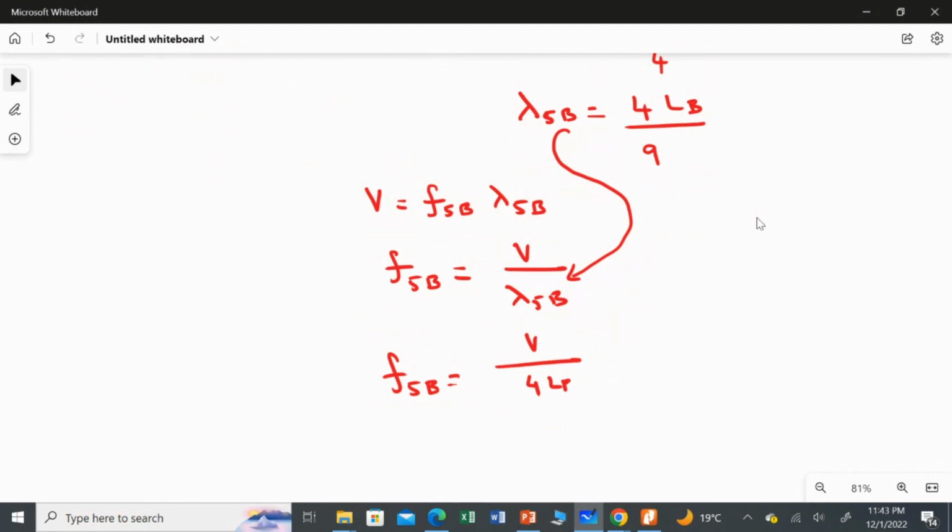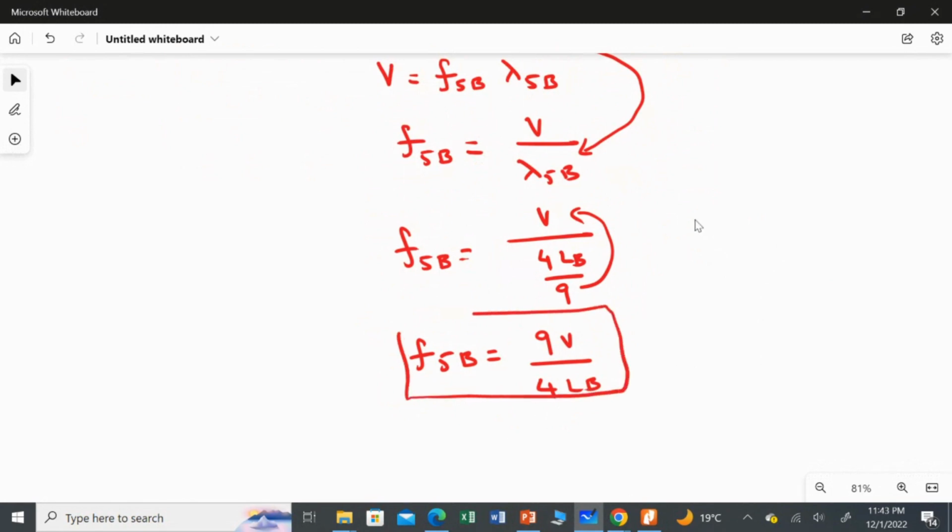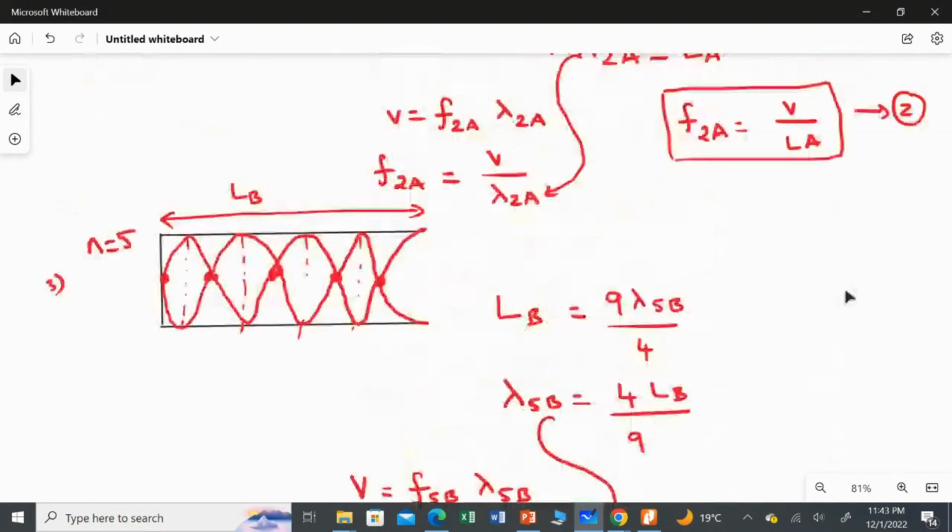So 4 LB over 9, and this 9 will go to the top. By that, this equation will become F of 5B, which is equal to 9V over 4 LB. That's it. We finished the 3 cases, right? This is our third equation. So let's see equations 1, 2 and 3 one more time, okay?